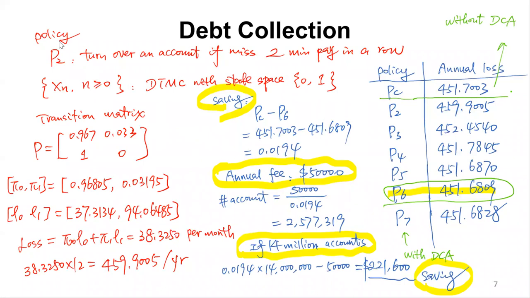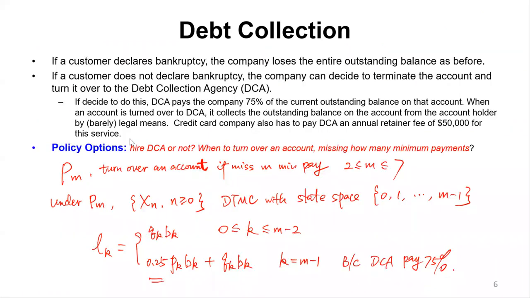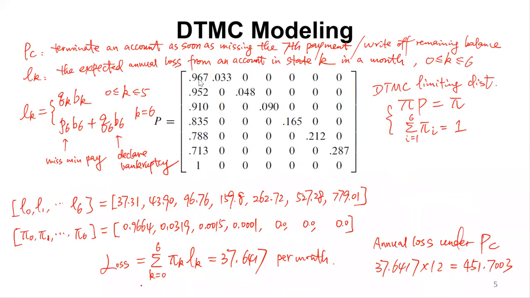Now, let's have a look at the policy of P2. That means turnover account if the customer misses 2 minimum payments in a row. So X_n, n greater than or equal to 0, is a DTMC with state space 0 and 1. So the transition matrix you see here, 0.033, and then this is right here, 0.033. So you only keep these two values and these two values.